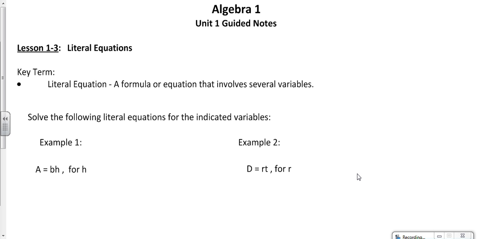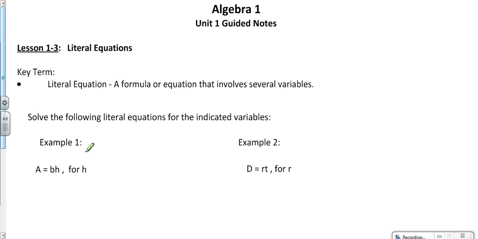Alright, here's the video lesson for 1.3. Now this is a very important lesson because we have to be able to use our algebra rules to solve for a certain variable when there is more than one variable in an equation. We've done a lot of work with solving for one particular variable when it is the only variable in an equation, but now we're going to go to formulas.